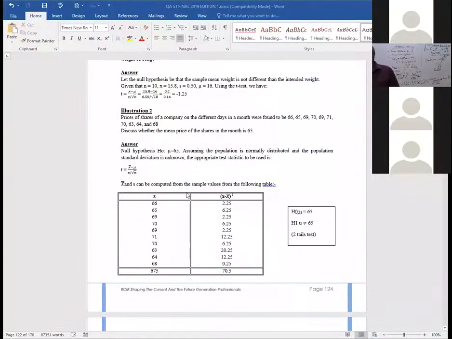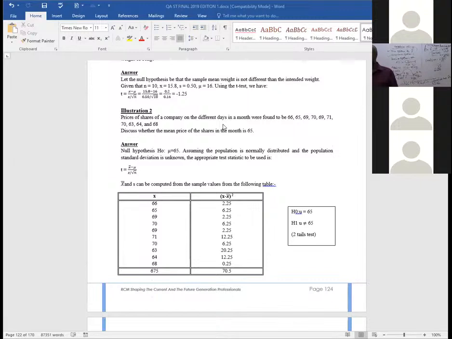Now we go to number two. Number two is very serious. This has been tested in your exam severally. So they're saying here, prices of shares of a company on different days in a month were found to be, they are given there. Discuss whether the mean price of the shares in the month is 65.